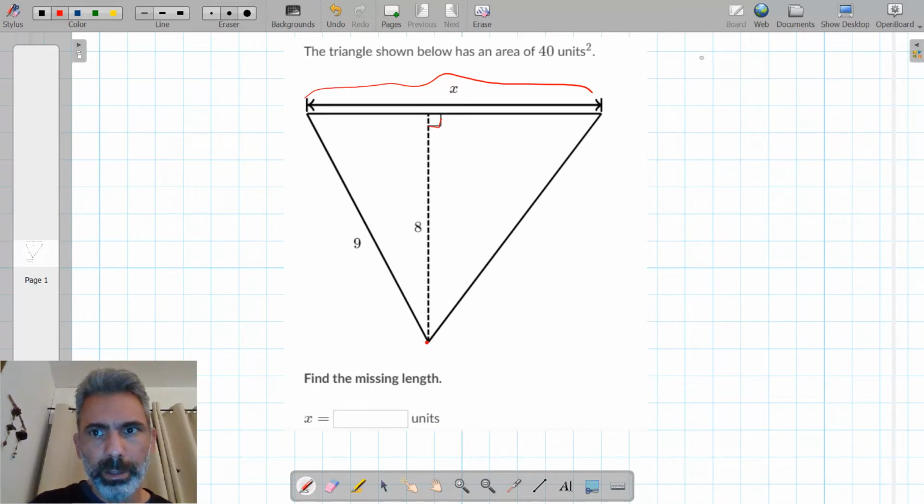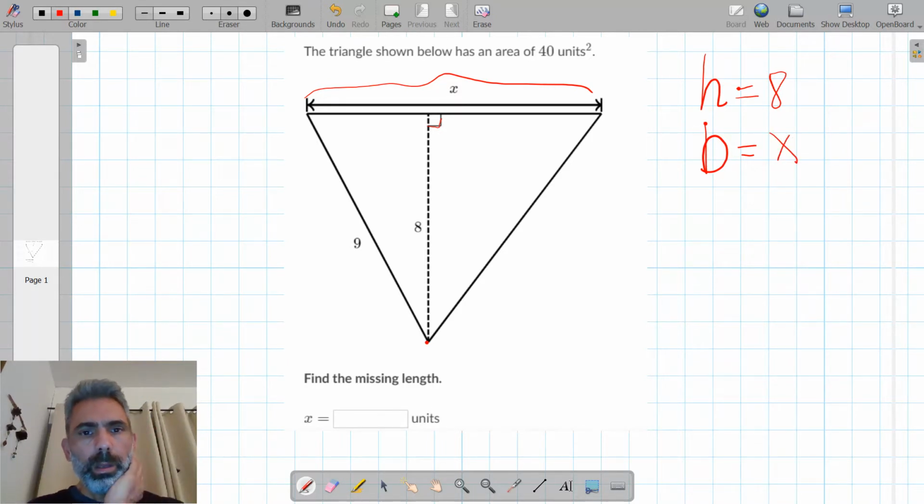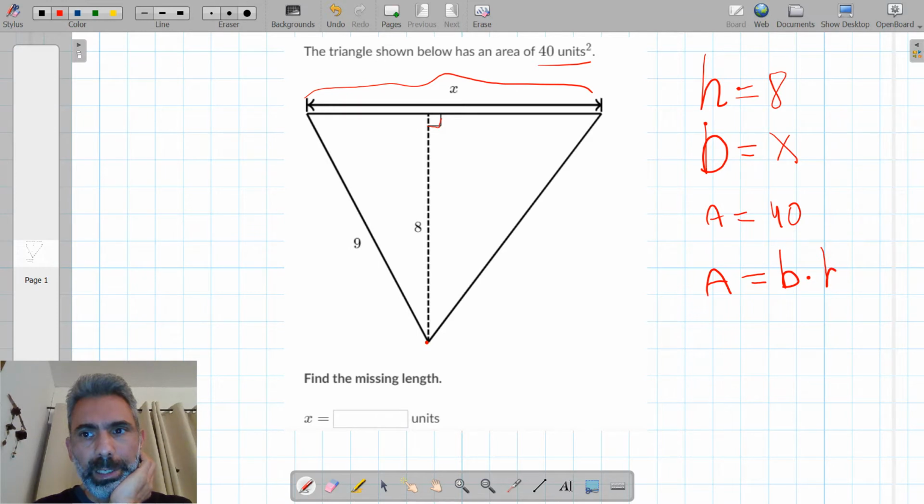It has a right angle with the base, and it goes to the highest point of the triangle. So the height, we know that the height equals 8. But we don't know what the base is. The base is x. But they give us the total area of the triangle, which is 40 units squared. So we know that the formula to calculate the area of the triangle is the base times the height divided by 2. So let us plug in the known values.